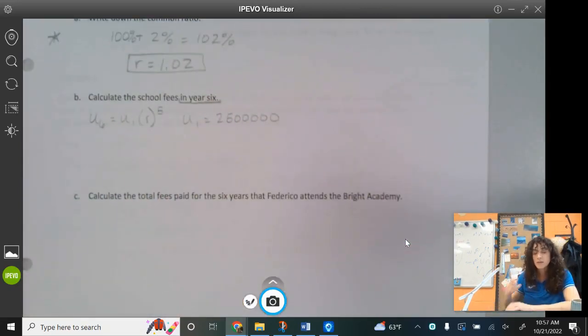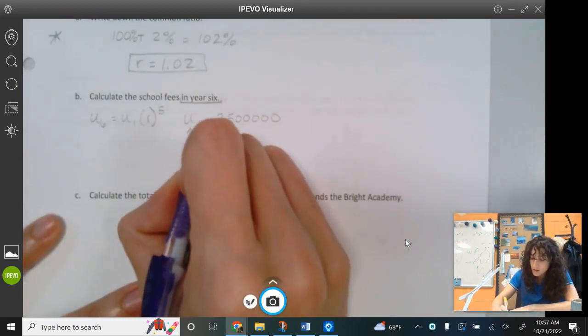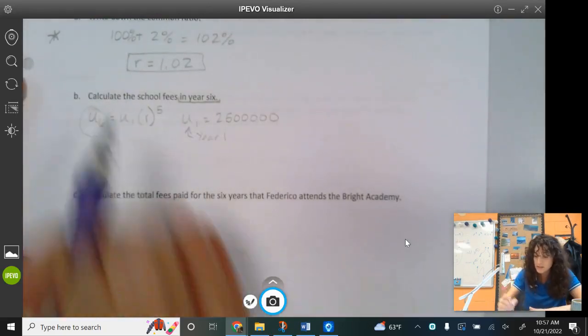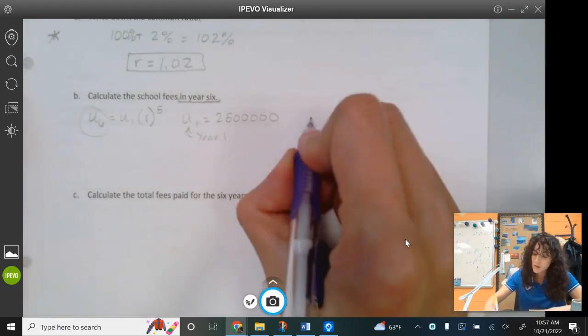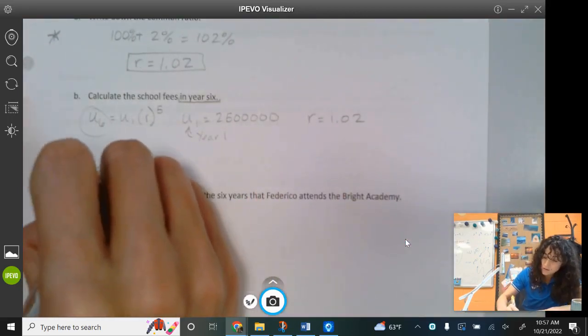And then I'm going to double check, what does my terminology mean? Well, in this case, it's the fee in year 1. Okay, good. U1 means year 1 here. So I am finding U6, right? If U1 was something that happened before the first year, then we would have to realize, okay, we're not actually finding U sub 6. Maybe we're finding U sub 7. So just always pause to double check what your notation means as you're going through. R equals 1.02. So we are finding U sub 6.